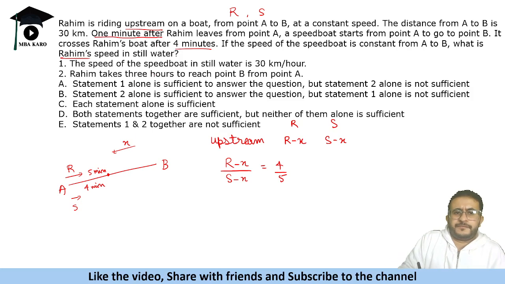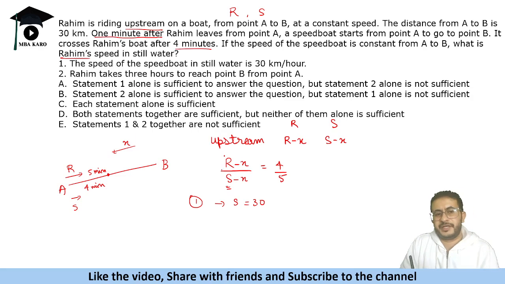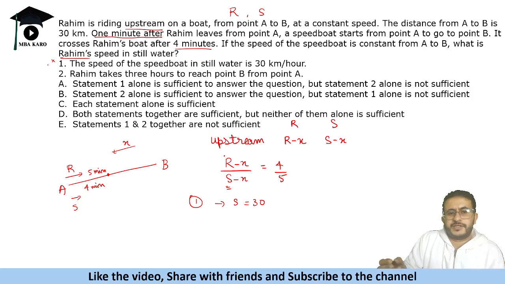Now, the first statement says the speed of the speedboat in still water is 30 km per hour. So from the first we get that S is equal to 30. But what we need to find out is Rahim's speed in still water, so we need to find R. We will get S equal to 30, but we will not be able to solve for R and X. So statement one is not sufficient.